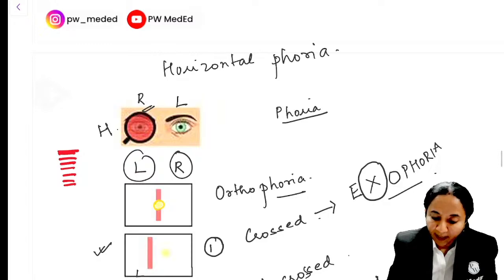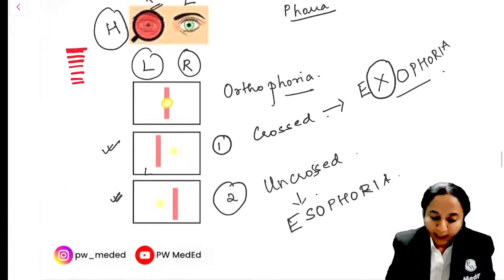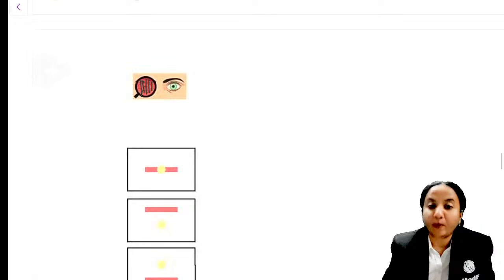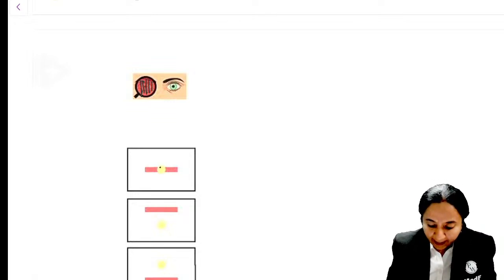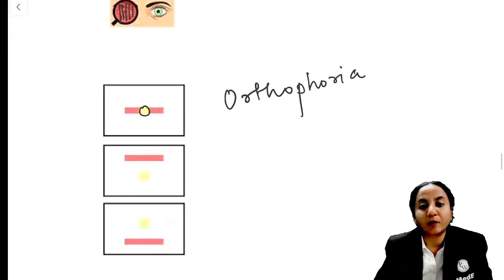Now the same thing for the horizontal phorias, I will use a horizontal Maddox rod. For vertical phorias, you have to use a vertical Maddox rod. That is, a Maddox rod will be like this. Now here also see this red line and the yellow dot, if they are like this, that means there is no squint. Isme this is orthophoria. Or agar they are separated, that means that there is a squint. Abhi kaise pata chalega what is the squint?